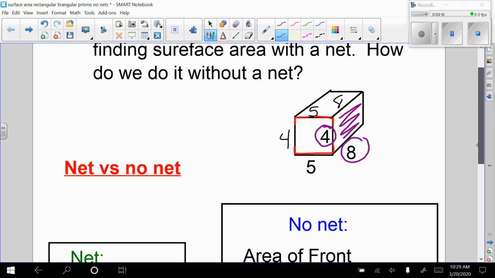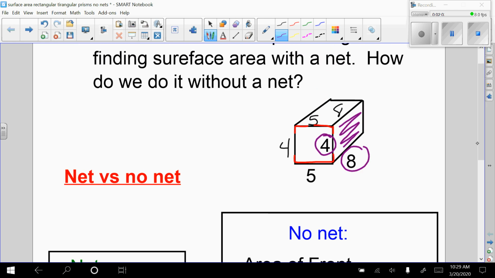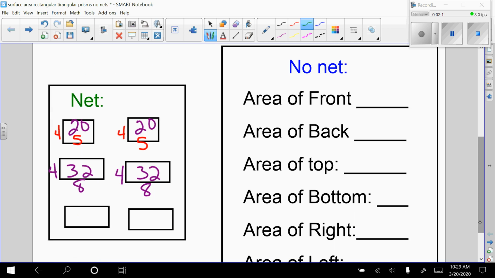And then if we want to look at the other part, the top and the bottom, again, I'll erase some of this purple so you can see it better. Remember, we already found this part. We're going to look at the top part here, which will be in the green. This is 5 by 8. So we have one that is 5 by 8, which means the bottom's also 5 by 8. If the top is, the bottom is. So that is 40 and 40.